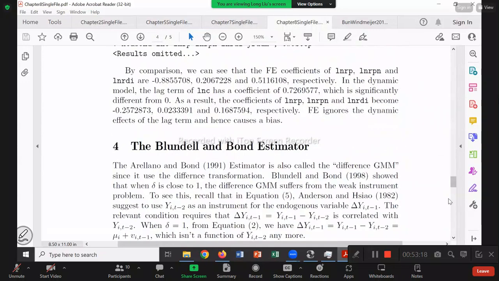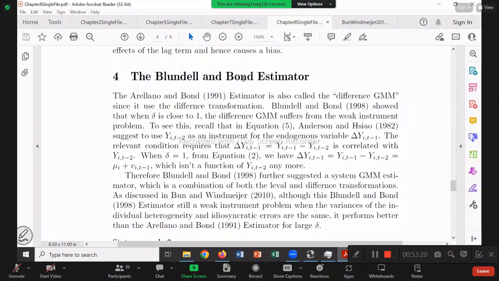Let's introduce one more estimator. It's called the Blundell-Bond estimator, from 1998, called the system GMM. I'll briefly introduce what the Blundell-Bond estimator is. It is basically another extension, and of course it extends the Arellano-Bond estimator. What is the extension, and what is the further gain? Let me introduce it this way.